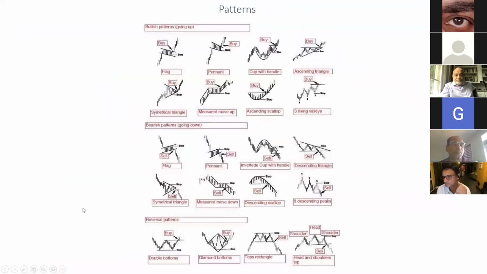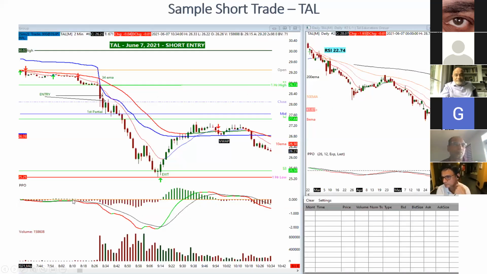Pre-market is already negative. The 5 minutes PPO. Sorry, this is the 2 minutes chart. So the 2 minutes PPO is already negative. And then what is it telling me? On this particular day, the stock is also unfortunately going downwards.